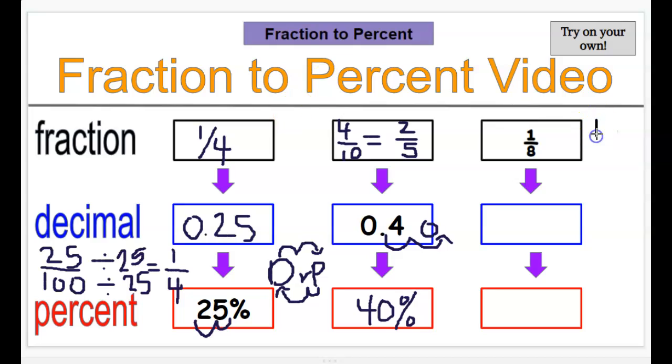So if I'm looking at an eighth, 1 divided by 8, it's going to be a little bit weird to look at. I'm sorry, it's a little bit difficult to read. I apologize.